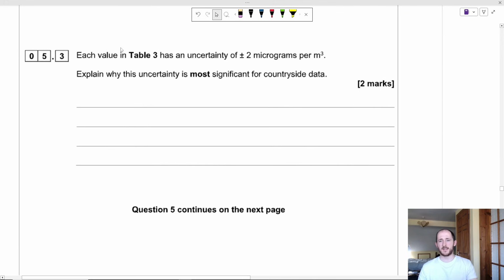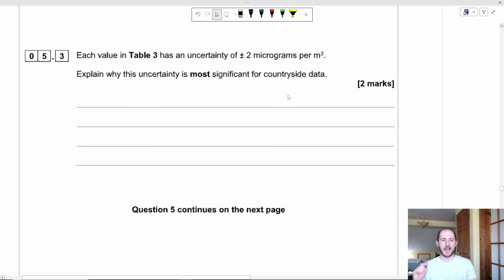Now for part 3, this is a bit of experimental data, so if any of you are interested in doing experiments in the future, at university or as a job, uncertainty is going to be your bread and butter, okay? It's something you're going to deal with all the time. So hopefully this hasn't put you off a career in experimental science. But each value in table 3 has an uncertainty of plus or minus 2 micrograms per cubic metre. Explain why it's most significant for the countryside data.